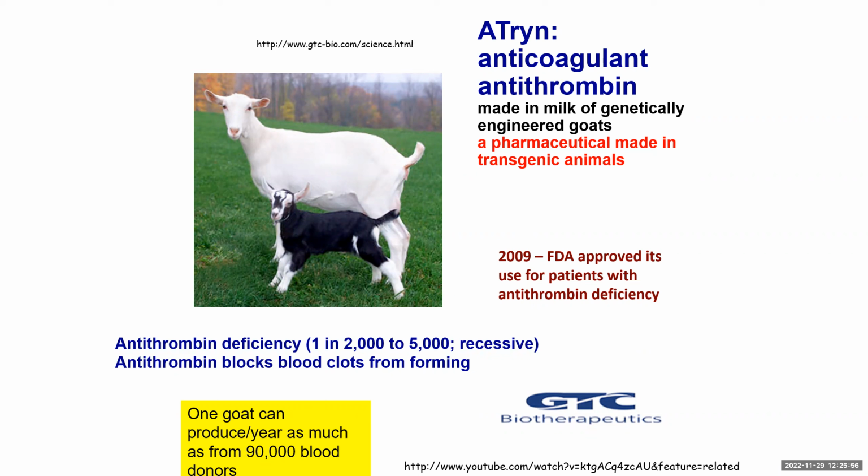The main purpose of this antithrombin is to prevent blood clots. Individuals who have this genetic disorder tend to have blood clots that form randomly inside the body. One goat can produce as much of this material in 1 year as 90,000 blood donors. Because the protein is purified from the goat's milk, it also isn't directly ingested in any other way, making it less problematic than some other types of GMOs.